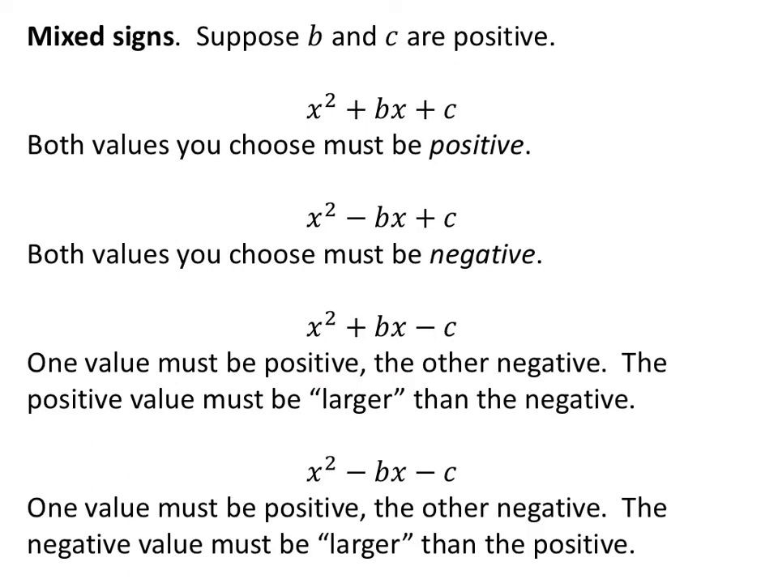And our last case, if the constant term is negative, that means they have to be opposite in sign, but if the coefficient of x is also negative, then the negative value, when you drop the sign, will be larger than the positive value.